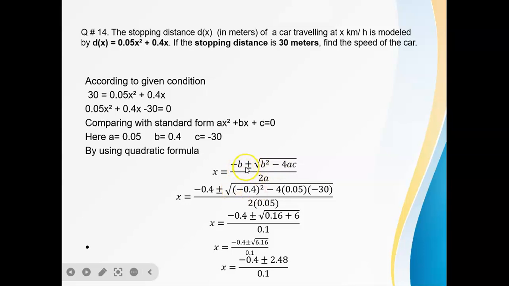We will replace a, b and c with their values. We will do the simple calculations of mathematics. We will take squares, multiply, add, and take the square root, and we have got this equation.